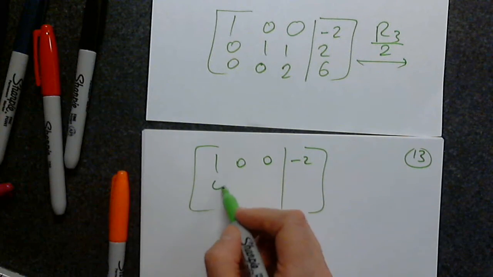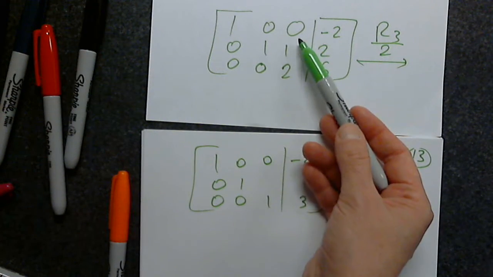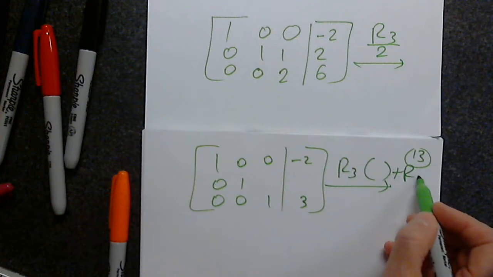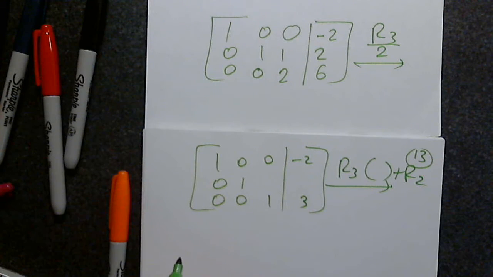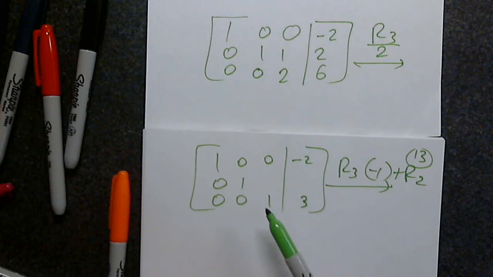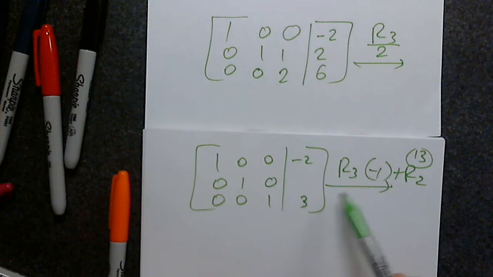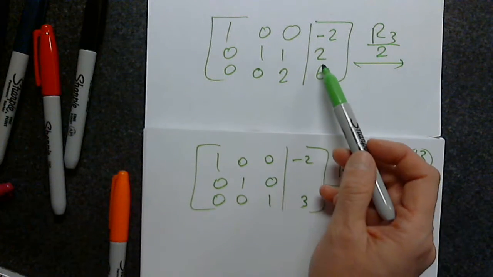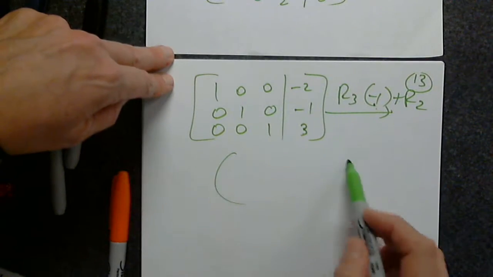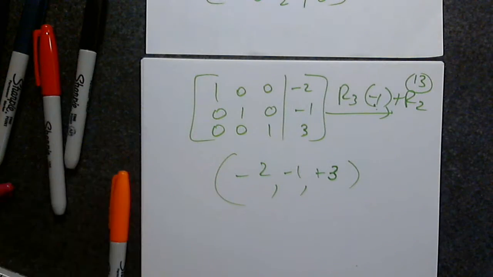Negative 1, 0, negative 2 has to be copied. 0, 1, 0, 0, 1, and 3. I don't even need to do anything over there, it's already 0. So I only need to multiply row 3 by negative 1 to add it to row 2. There is no need to do anything for row 1. 1 times negative 1 is negative 1, plus 1 is 0. 3 times negative 1 is negative 3, plus 2 is negative 1. So my hope is negative 2, negative 1, 3. I don't know. Maybe.